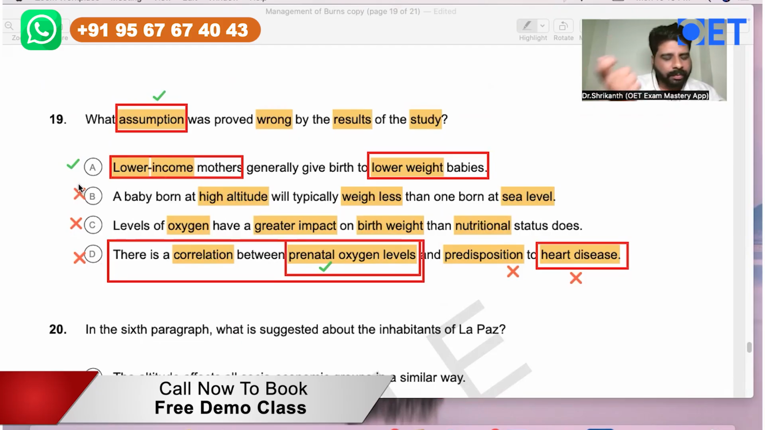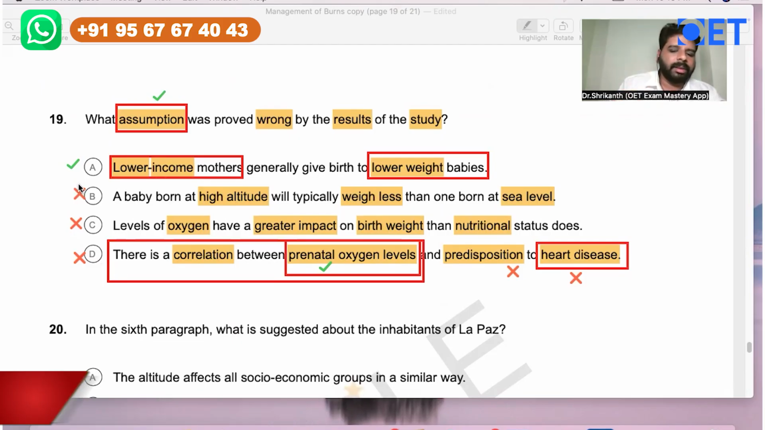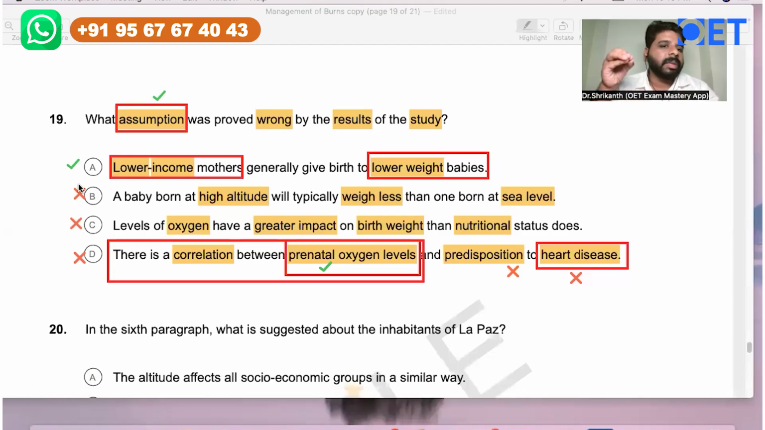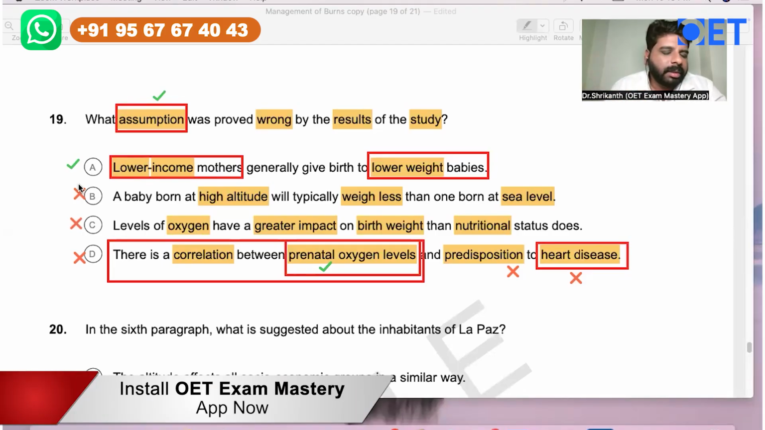Right. Now see, when it comes to reading, many students are able to find the correct answer. Okay, that is well and good. That deserves appreciation. But at the same time, you should have thorough clarity on why B is wrong, C is wrong, and D is wrong. Only then can we say that you have thoroughly grasped the concept of OET strategies. Right. So this is the inference type question.